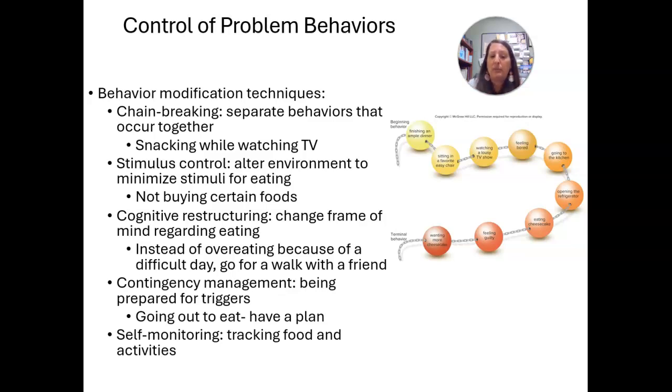Contingency management, so being prepared for triggers. So for example, this is a really big one, going out to eat, right? You kind of have this menu in front of you and you have a lot of not great choices and then maybe some better choices. And so having a plan, looking at the menu maybe before you go, will help. And then lastly, self-monitoring. And so we mentioned this before, tracking food and tracking activities. So tracking the calories that you're taking in and tracking the physical activity that you're doing, again, will help.